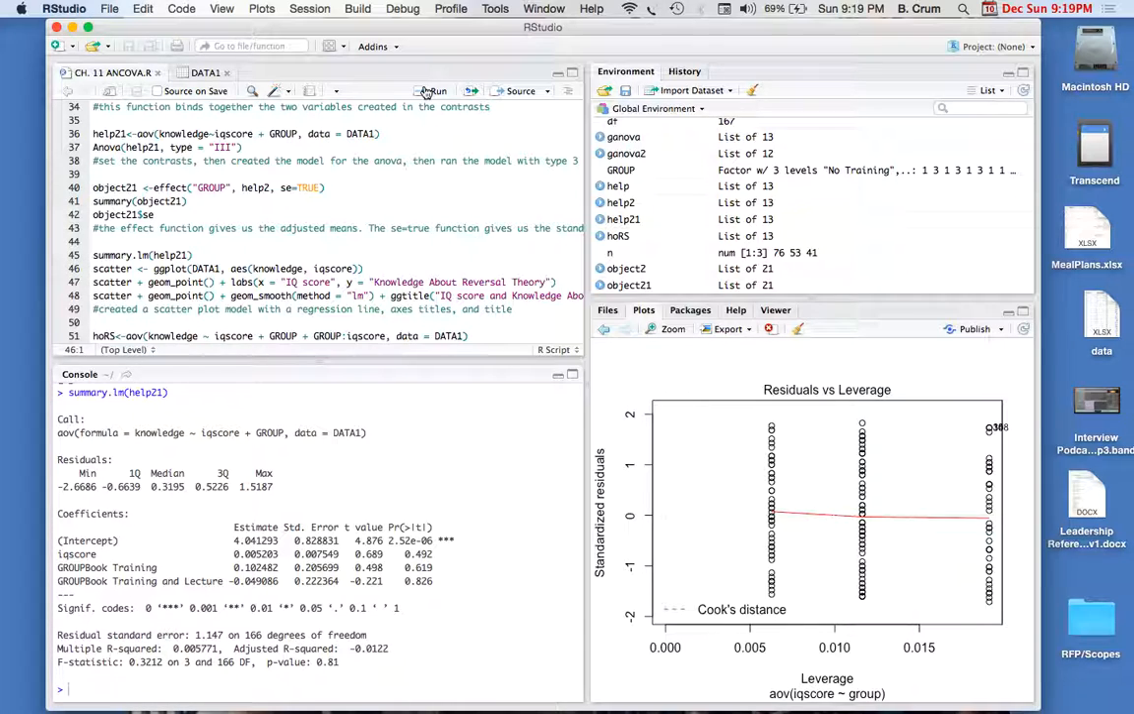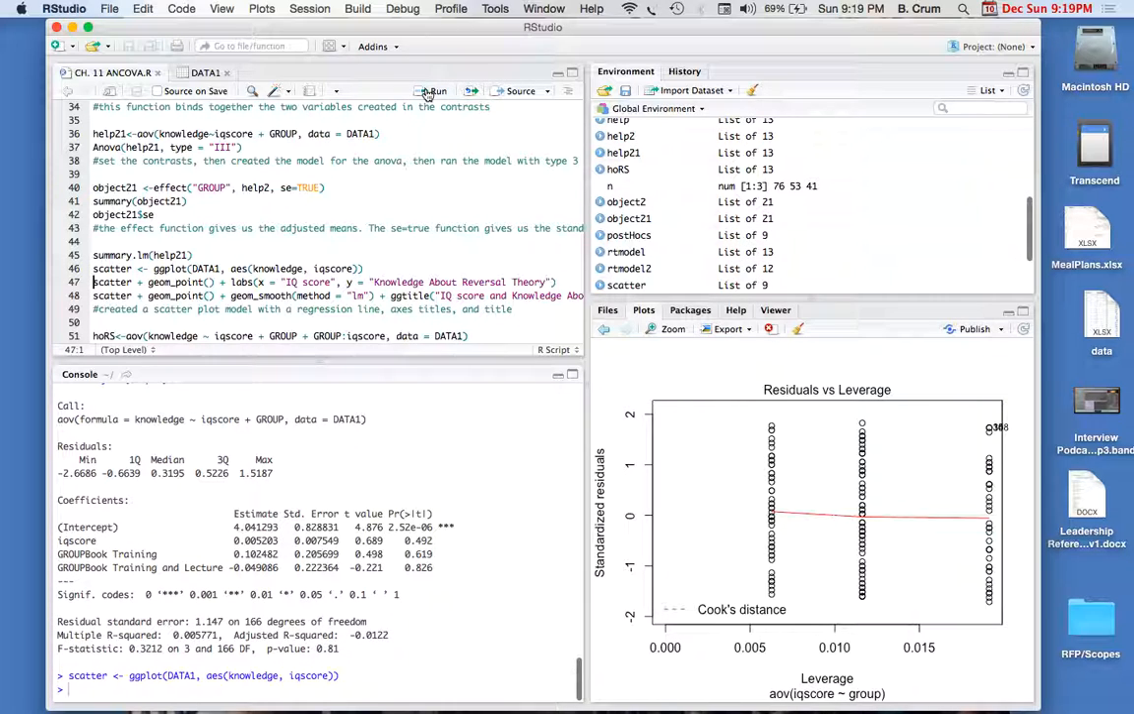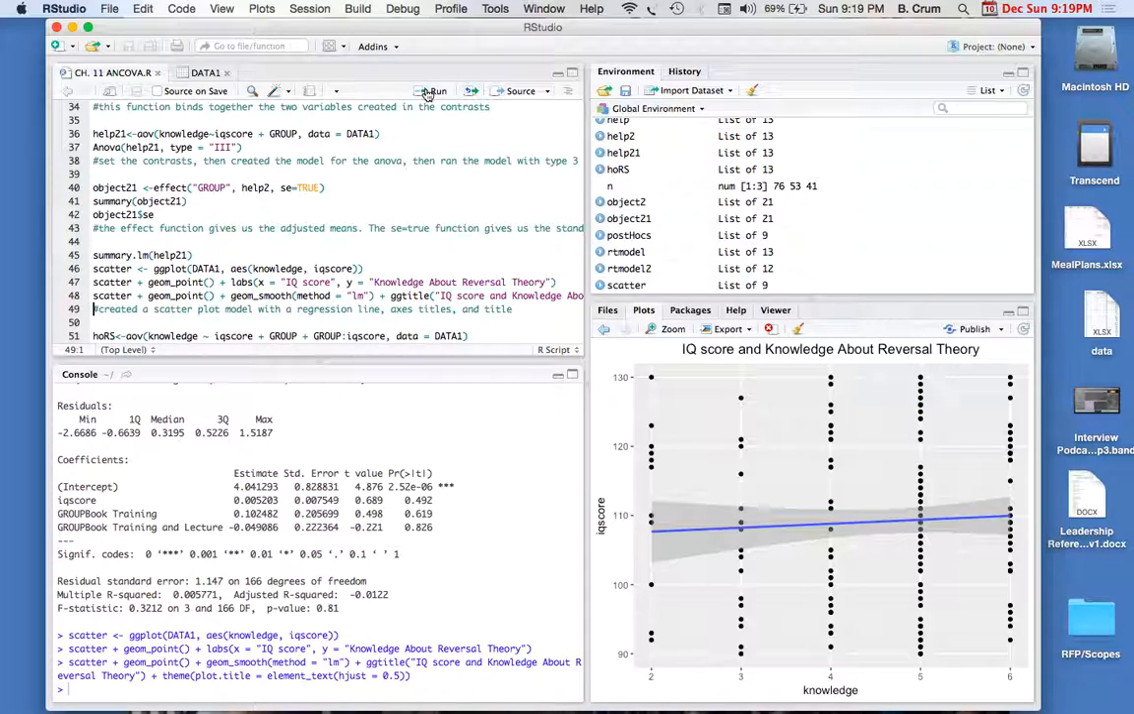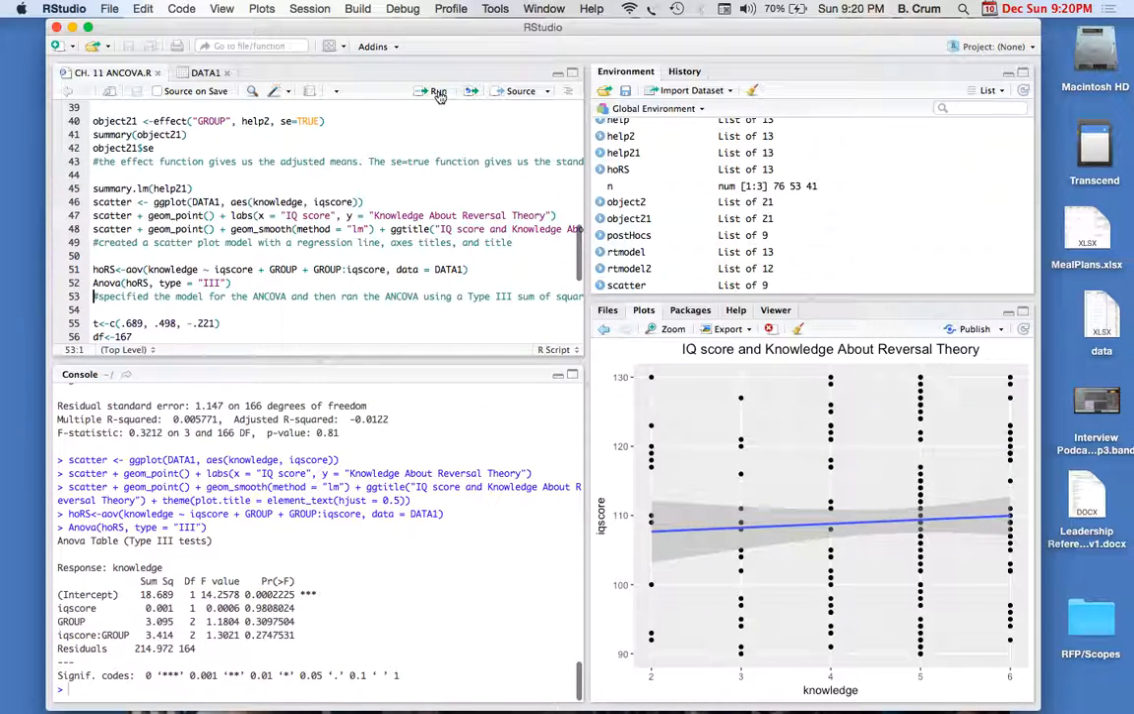I created a scatter plot to confirm what I already know about my data models and the relationships between the covariate and the dependent variable. I tested the assumption of homogeneity of regression slopes by including the interaction between the covariate of IQ score and predictor variable groups in an ANCOVA design. The p-value equals 0.27 for the covariate by outcome interaction, so the assumption of homogeneity of regression slopes has not been broken.